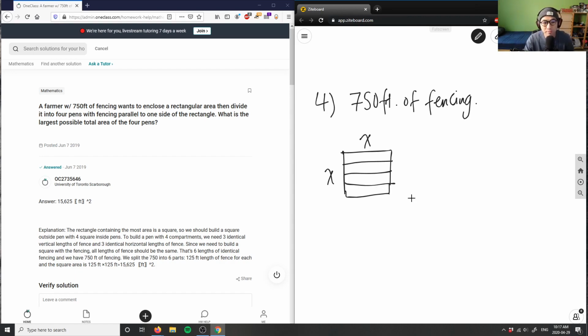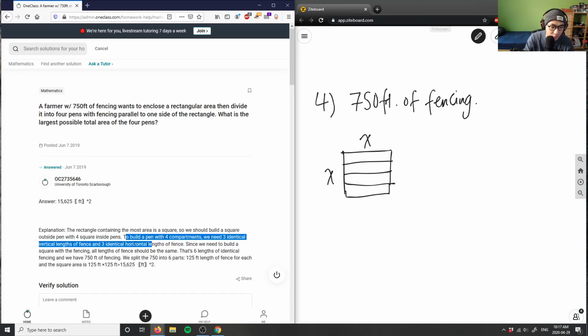And this is in the shape of a square here, right? So to build a pen with four, we need three identical vertical lengths here and three identical horizontal lengths. And these are all the same lengths as the side lengths, because they're parallel to one side of the rectangle. So therefore we need six lengths of identical fencing, right? That's correct, because we need three vertical and three horizontal, like this. So I have 1, 2, 3, and then 1, 2, 3 going down here as well.